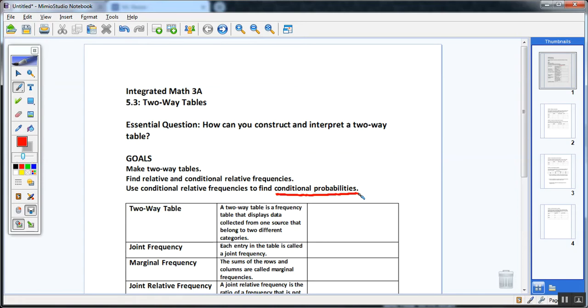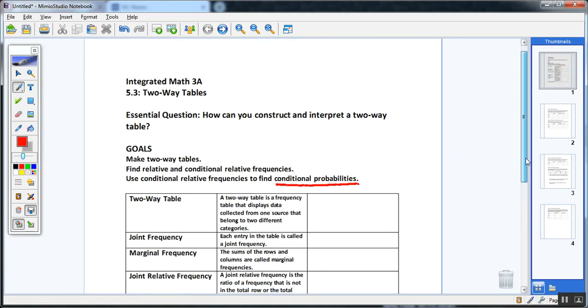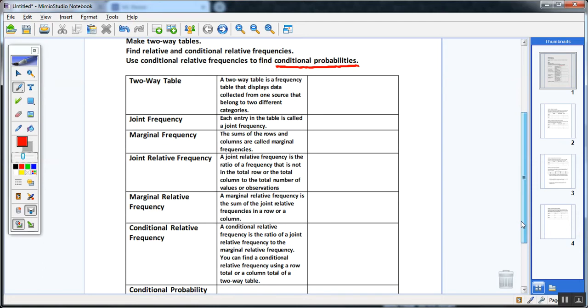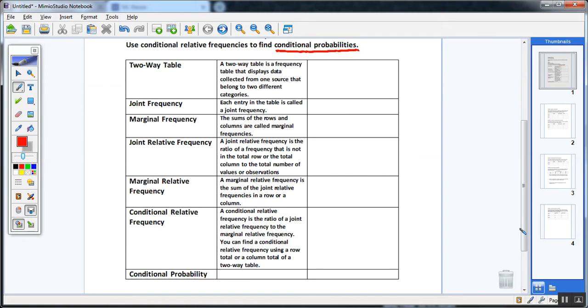So we have a lot of vocab here, and I'm not sure I'm going to get to many examples. I think what I'm going to do is write down a two-way table. Well, you'll see one here in a second. Okay? But a two-way table. How about a volunteer to read that for me, please?